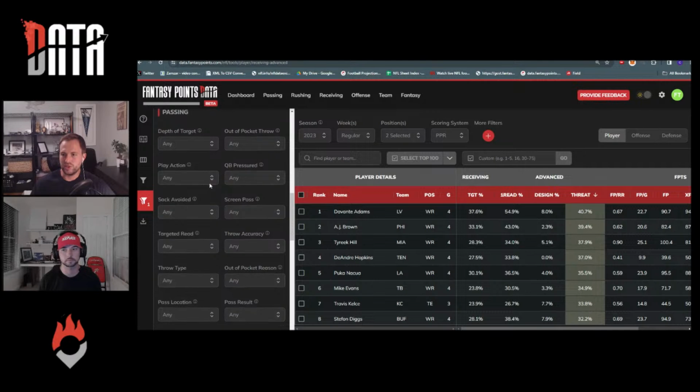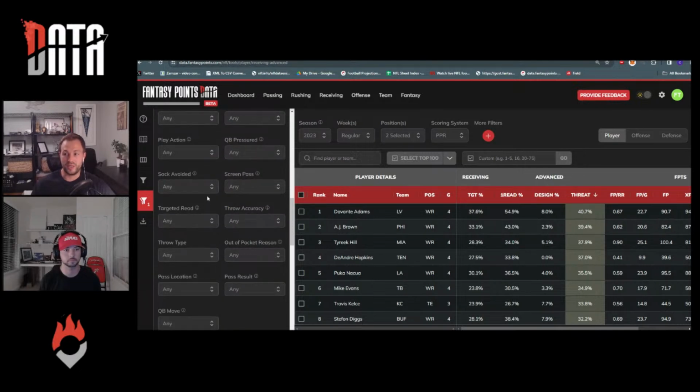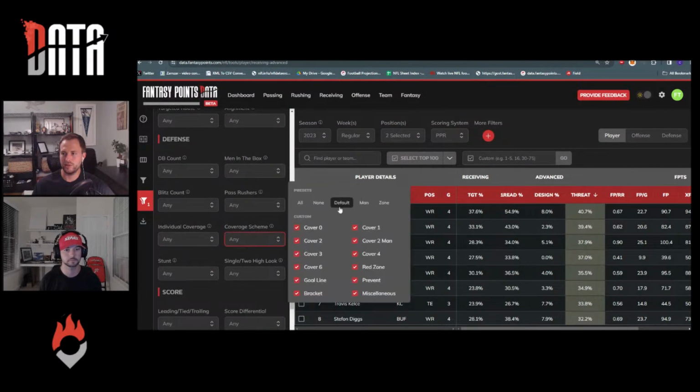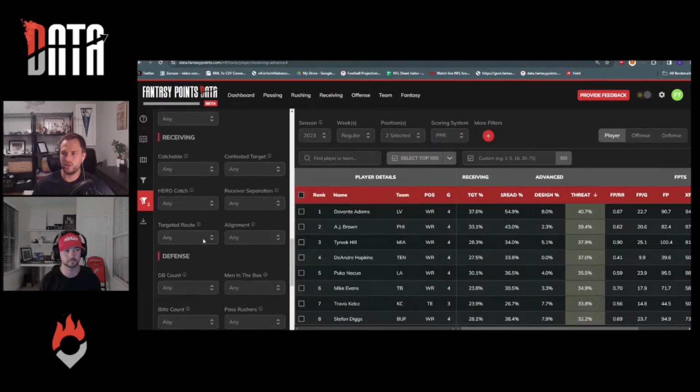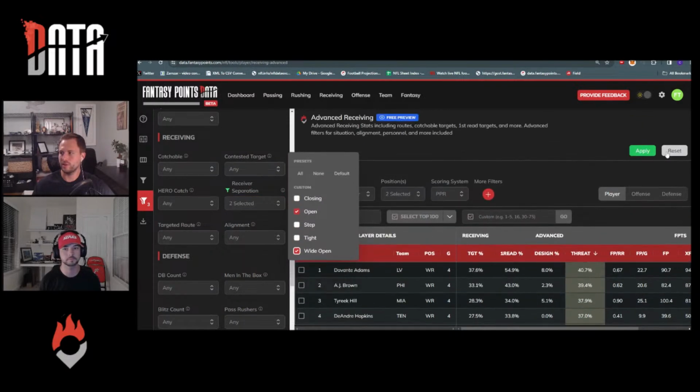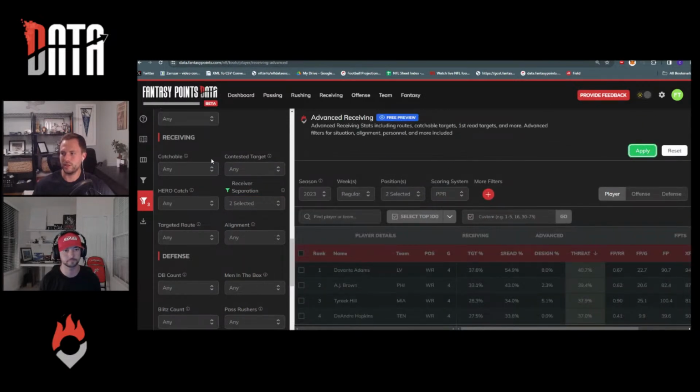So we do chart separation on any time they get a target. Like we did earlier, we could turn on just man, and then you can look at specific separation. So let's look at open or wide open. What guys are leading in that category?